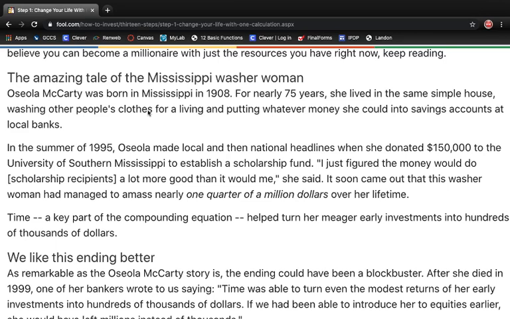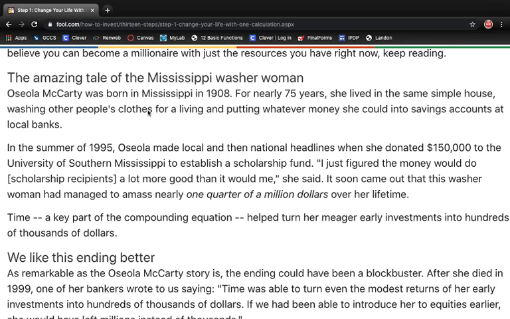In the summer of 1995, Miss McCarty made local and then national headlines when she donated $150,000 to the University of Southern Mississippi to establish a scholarship fund. "I just figured the money would do scholarship recipients a lot more good than it would do me," she said. It soon came out that this washer woman had managed to amass nearly $250,000 over a lifetime. Now, that doesn't sound like much to us, but in 1908, and 1930, the Depression, and in 1950, when stuff was dirt cheap, $250,000 is a ton of money, guys.